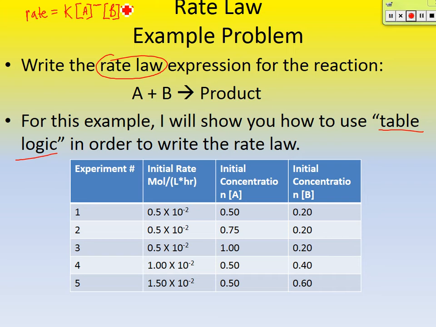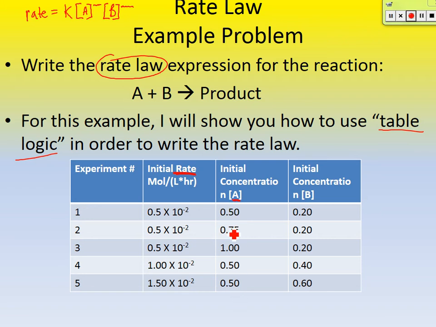Now, this is the first time that we've gone through a problem like this. There's a huge data table. Let's go through and look at what the data table is reporting. It looks like to me the experiment number, they did this experiment how many times? They ran it 5 times. This column is the initial rate. So this is the rate of the reaction, how fast it's going. This column is the initial concentration of reactant A.